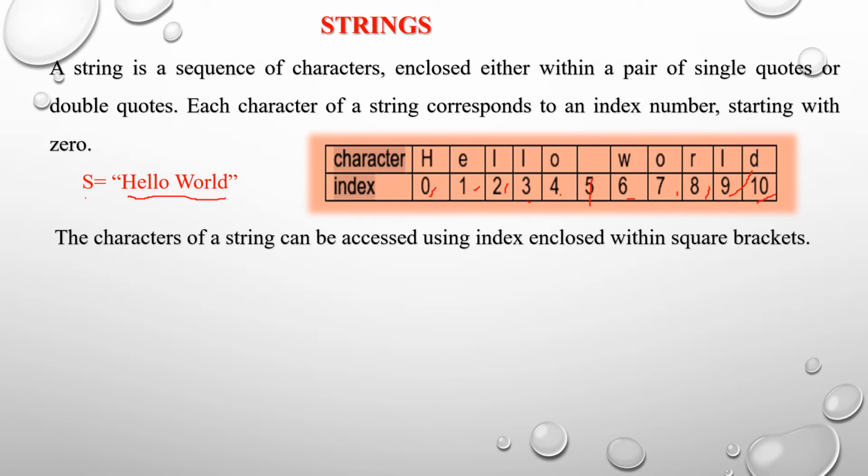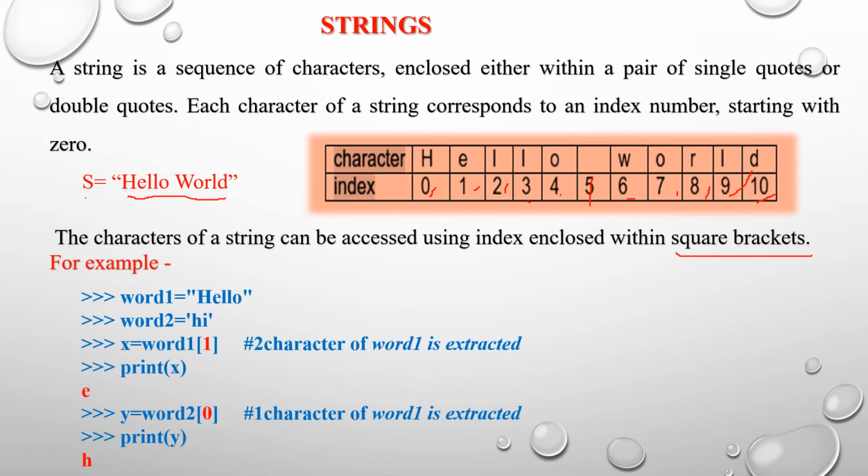The characters of a string can be accessed using the index enclosed within square brackets. So we can access a character by using indexing with square brackets. Let's consider one example. word1 is equal to "hello". Hello is a string because we enclose it with quotes. The type of this is string.